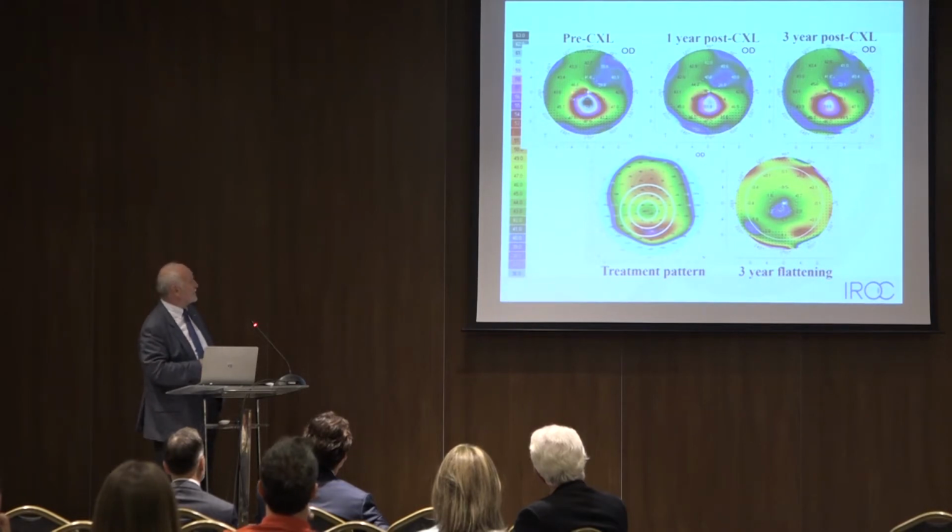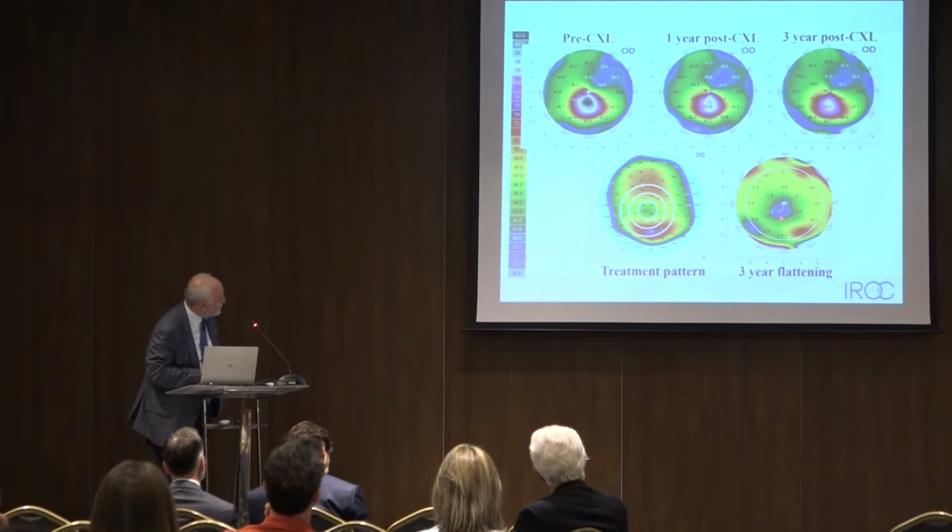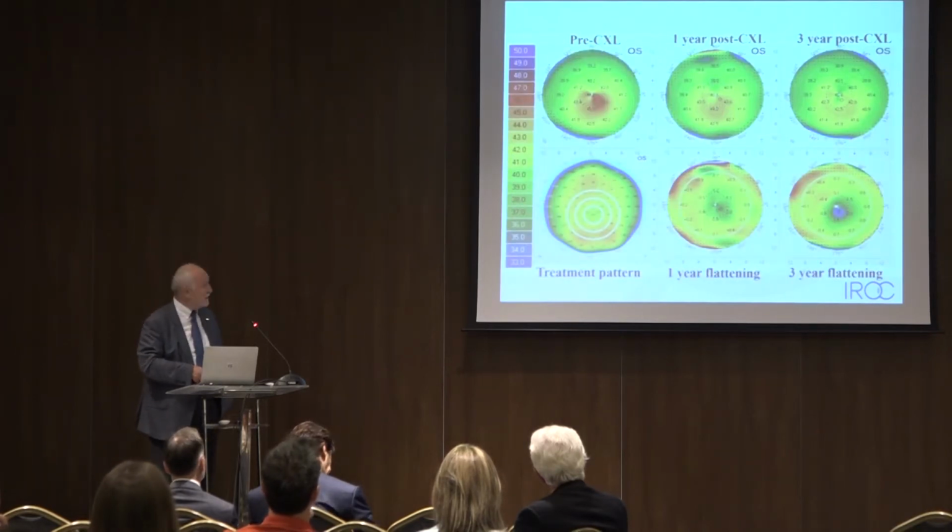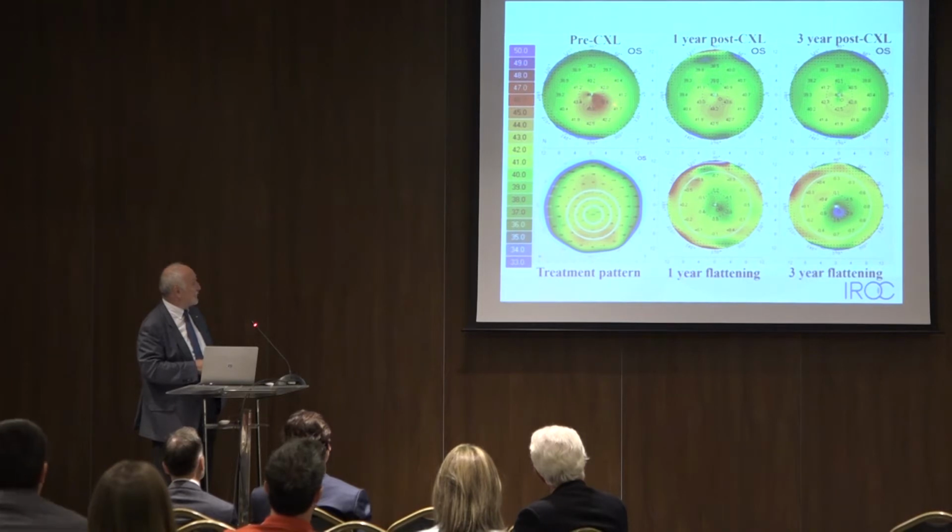Another case of this series, 1 year, 3-year post-op, that was the treatment pattern, and you see there's a significant flattening in the order of 5 or 6 diopters. Let's see this one, 1 year, 3 years post, preoperative. You see, that's not a bad keratoconus, but it started to become one. It was a progressive keratoconus, and you can see that you can reverse it.